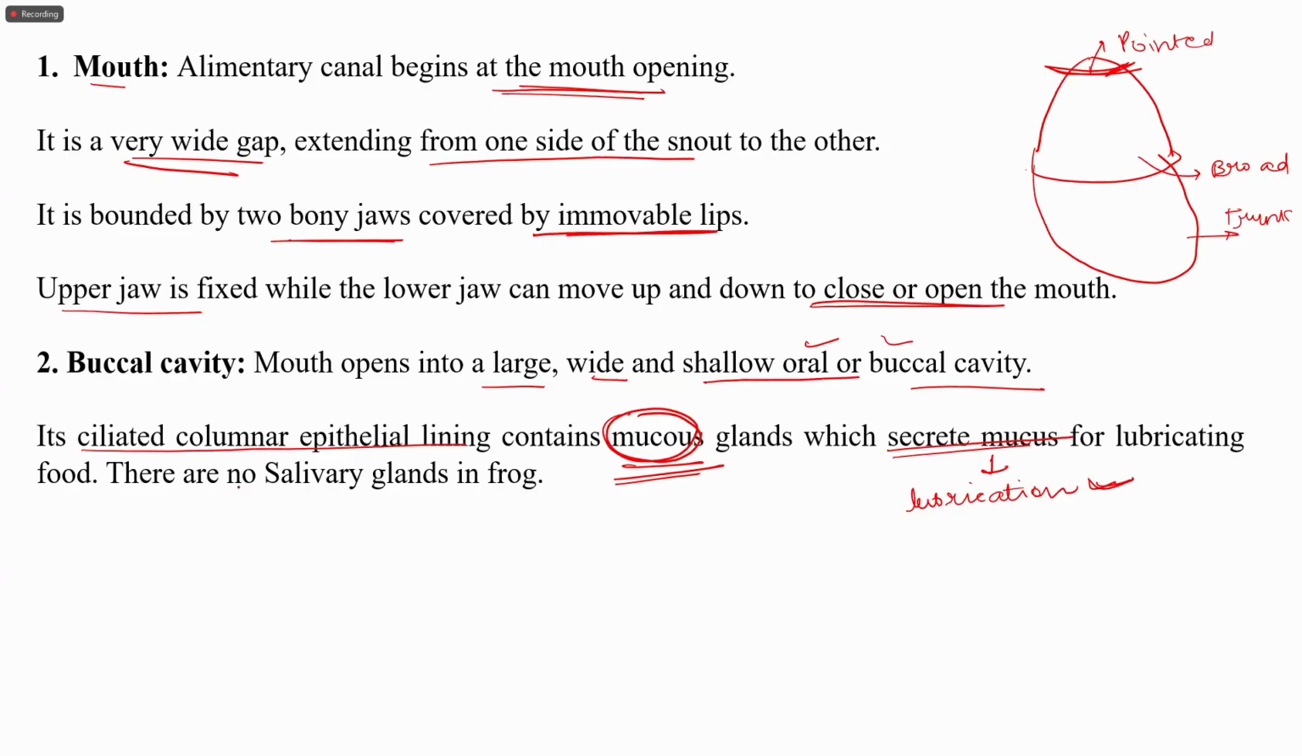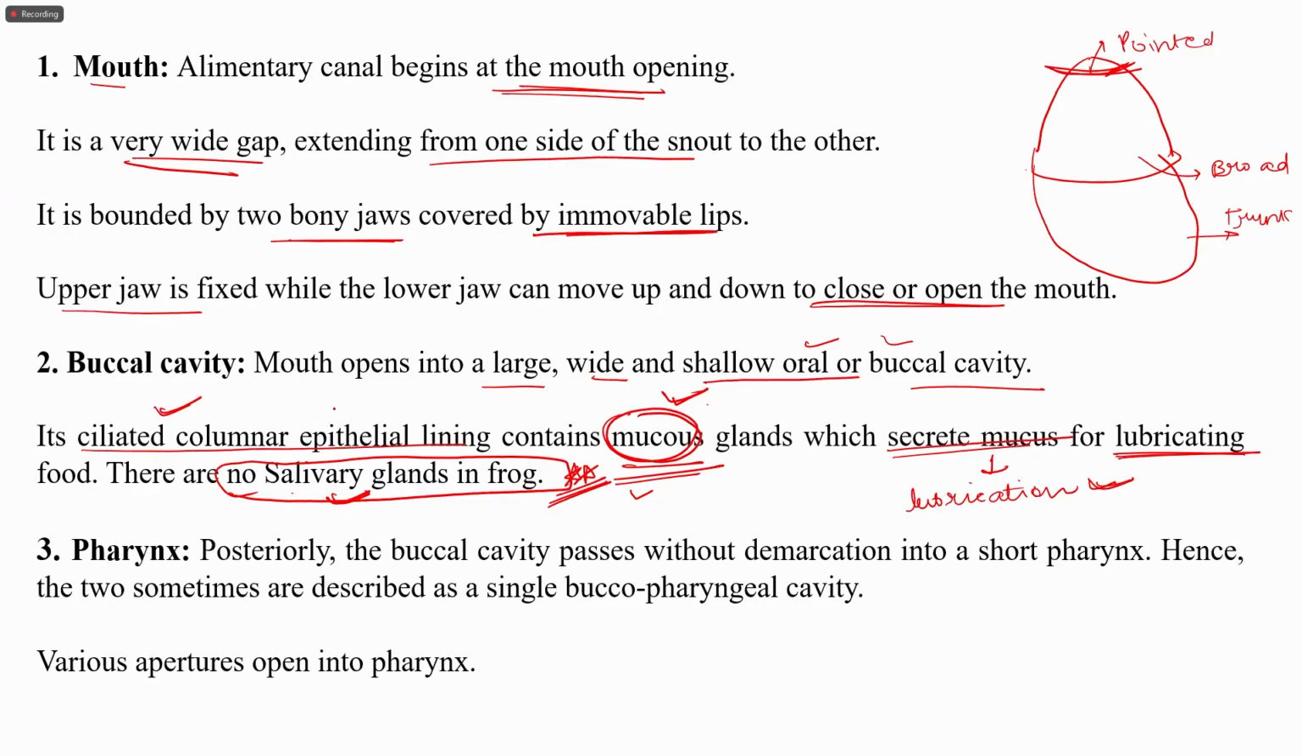One very important thing is that there are no salivary glands in frog. Therefore we can say that digestion of food does not start even in the mouth or the buccal cavity, because there are no salivary glands or enzymes present that help in the digestion of food there. However, it contains ciliated columnar epithelium that secretes mucus, and this helps in the lubrication of the food, therefore allowing the passage of food easily into the alimentary canal.